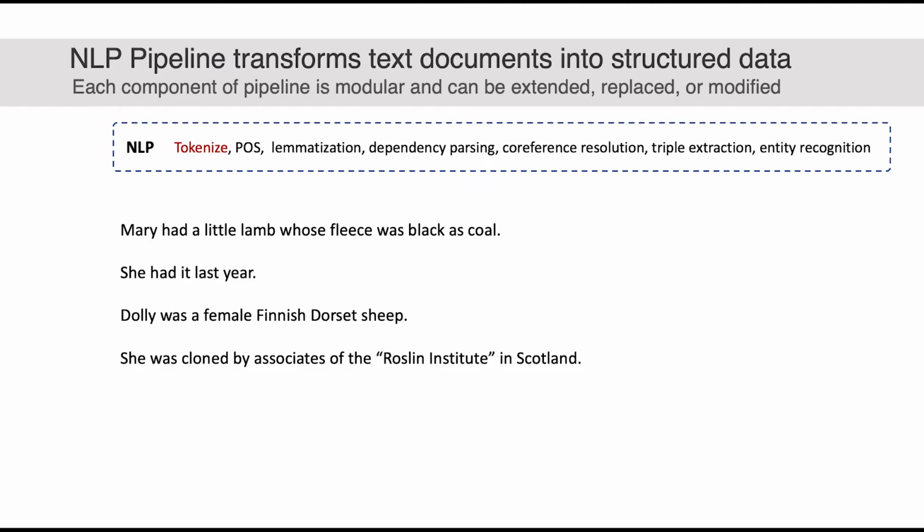So let's explore how the natural language processing pipeline that we built in BrainWorks accomplishes that by means of a couple of examples. What I've got here on the top is the particular pipeline, and I'm going to run through this, each time highlighting in red what's happening. We're going to do this natural language processing pipeline on some example sentences that you see here in the middle. Mary had a little lamb, his fleece was black as coal. She had it last year. Dolly was a female Flemish Dorset sheep, and so on.